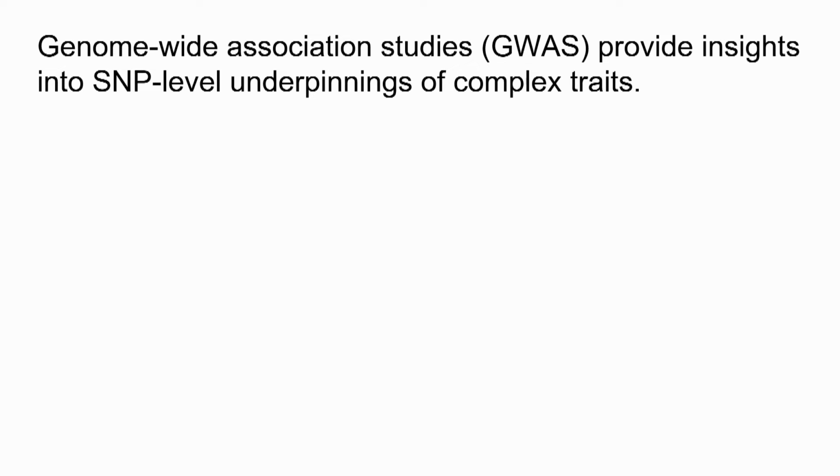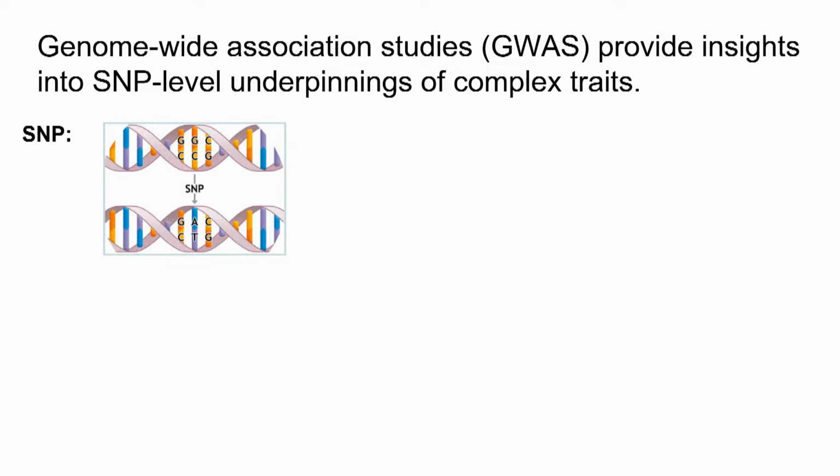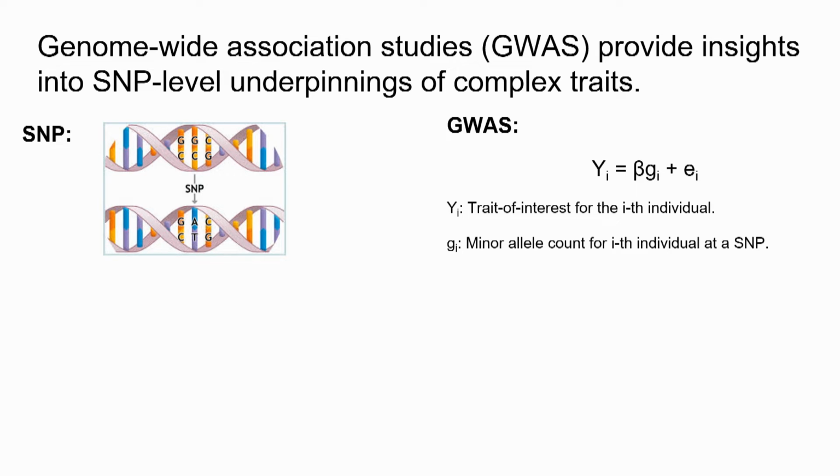So one of the most popular ways that researchers have done this recently is called a genome-wide association study, or GWAS. So these allow us to see basically the SNP level underpinnings of a complex trait. So what's a SNP? Basically, it's just a single substitution of a nucleotide at some place in your genome. And the idea of a GWAS is basically to perform a simple linear regression of your complex trait levels on your minor allele count at that SNP.